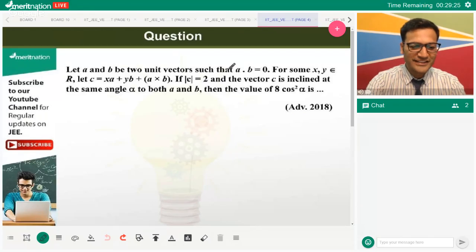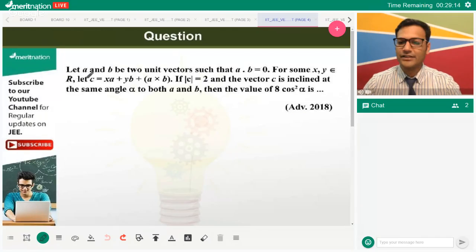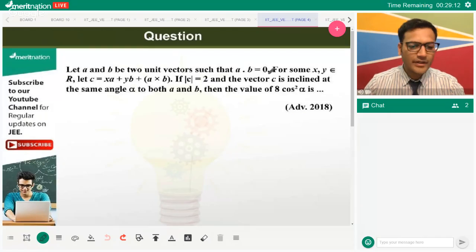Lokesh, probably your internet speed might not be up to the mark. So A and B are two unit vectors such that A dot B is equal to 0, for some x, y that belong to R. Yes, Pranav, you can directly expand the determinant without using the property. C is given to us as x times A plus y times B plus the cross product of vector A and vector B. The magnitude of C is also given to us as 2, and the vector C is inclined at the same angle alpha to both A and B.